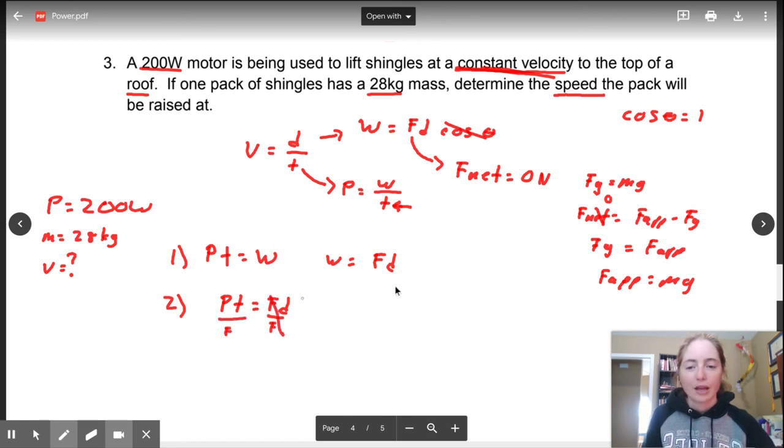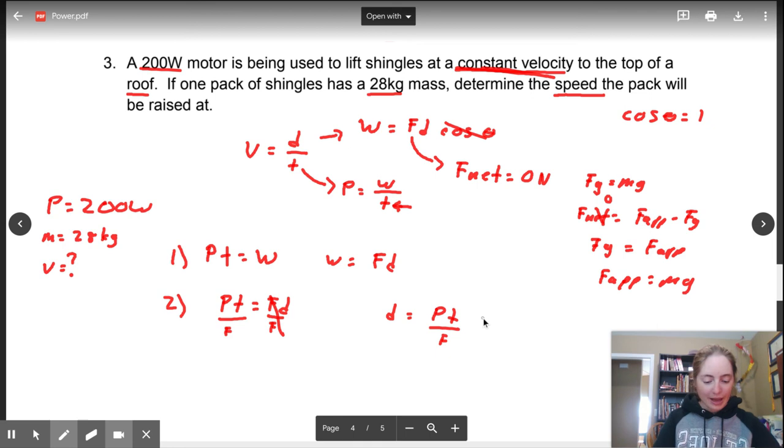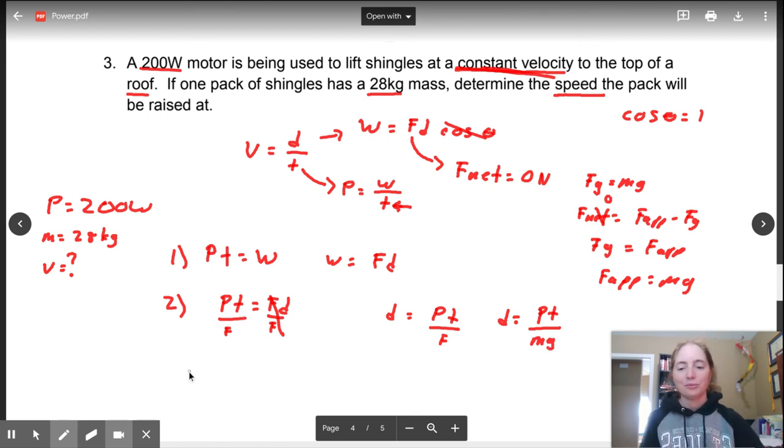Okay, so distance is equal to power times time divided by force. Now that's going to be the force applied. Well, remember the force applied is equal to mg. So keep that in mind there. We could even write in there mg if you want. If you want to go farther into substitution, you can write power times time divided by mg like that. Okay, so that's that step there.